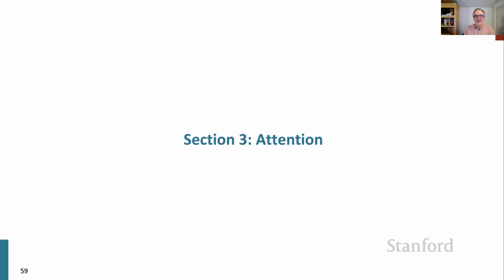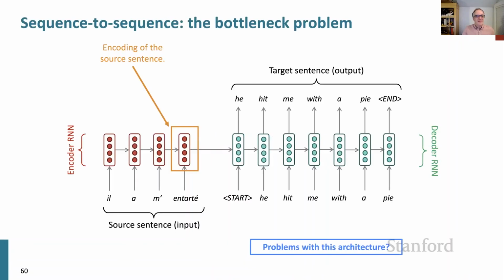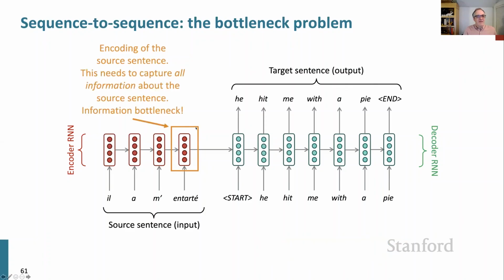So the final idea that's really important for sequence-to-sequence models is the idea of attention. We had this model of doing sequence-to-sequence models, such as for neural machine translation. The problem with this architecture is that we have this one hidden state which has to encode all the information about the source sentence. So it acts as a kind of information bottleneck, and that's all the information that the generation is conditioned on.